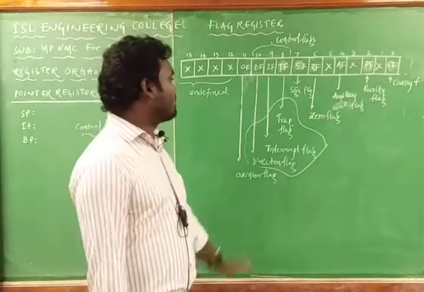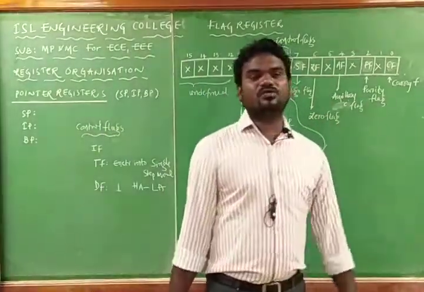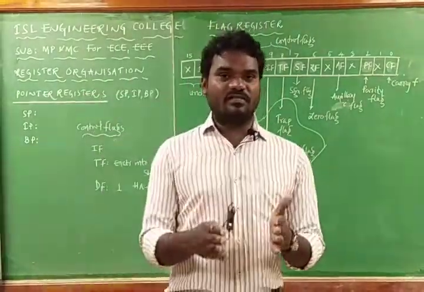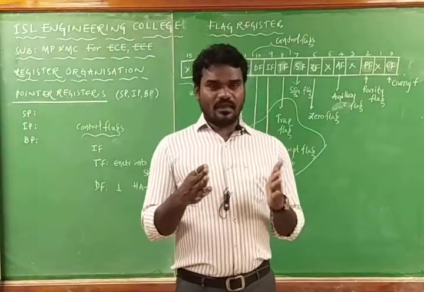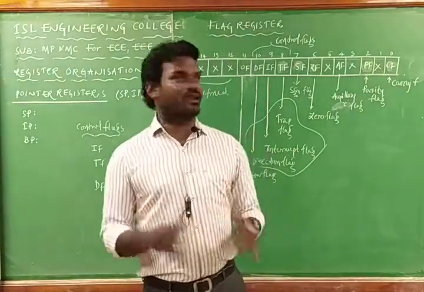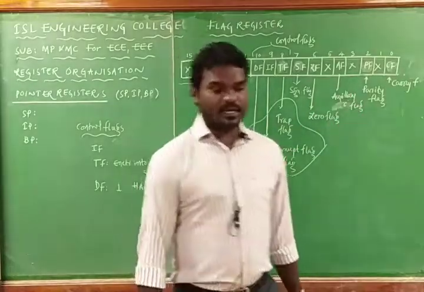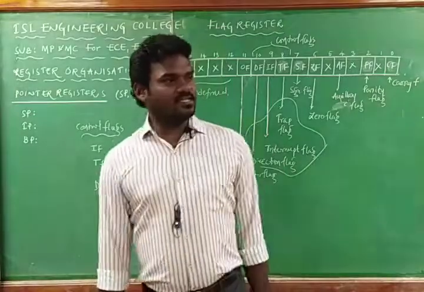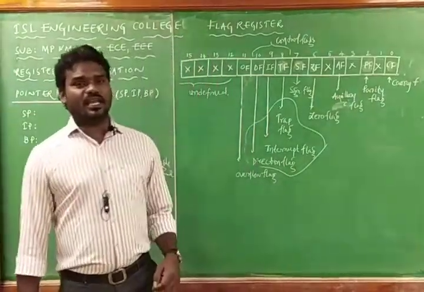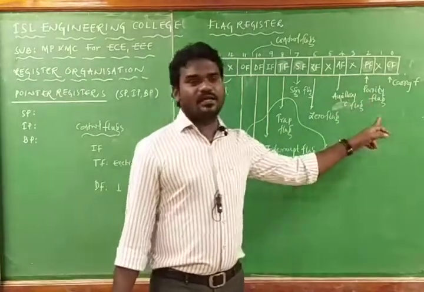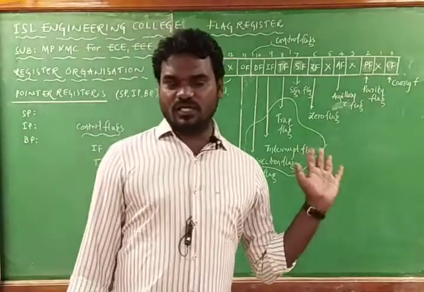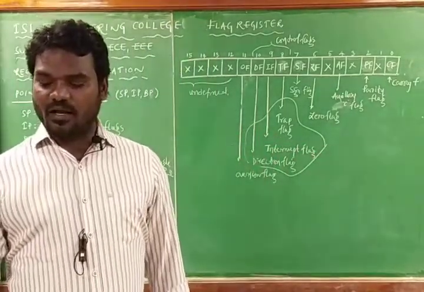Then parity flag. That means counting the number of ones in the result. When the number of ones in the result is even, then this is set to 1, otherwise it is reset to 0. That parity flag is nothing but counting the number of ones in the result. If the number of ones is even, then that is set to 1. Otherwise, if the number of ones is odd, then it is reset to 0. That is about the parity flag.